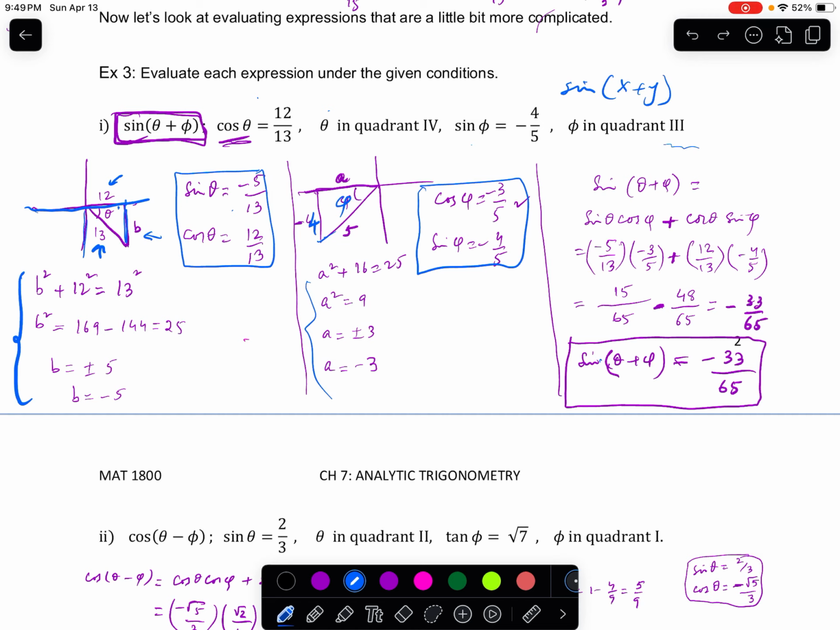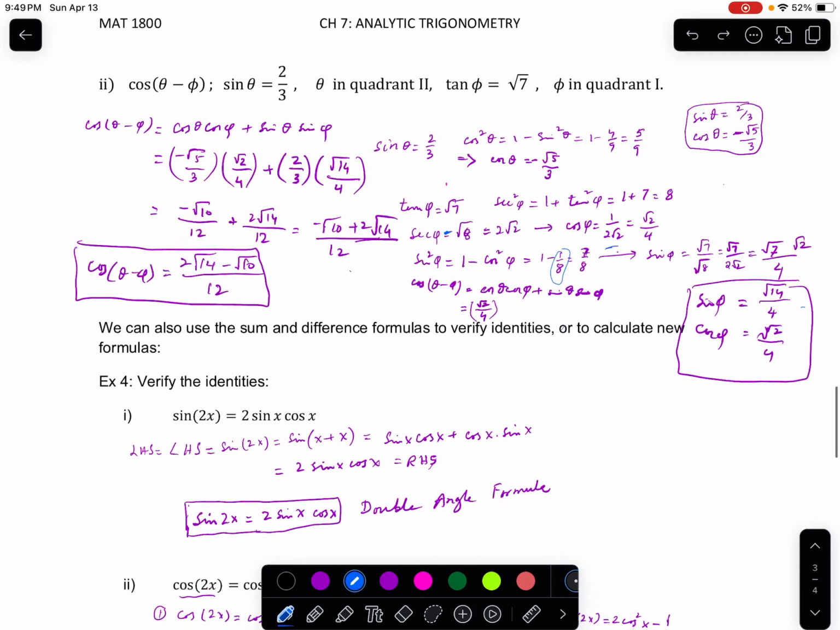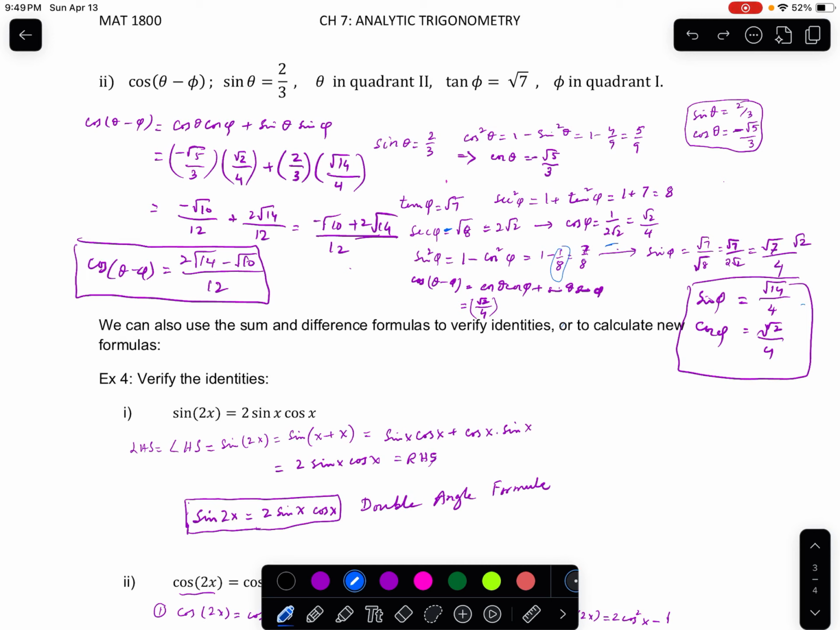Now the next example is very similar. Here I have shown it to you by using the trig identities instead. Actually, identities take longer than the triangle method, but it's your choice whatever method you use.